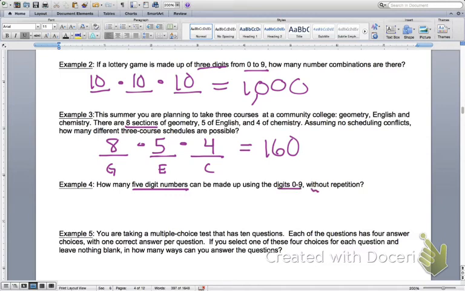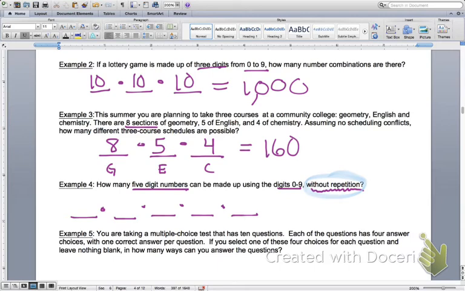The only condition here is we cannot repeat. So we still have the 5. It's similar to number 2, but instead of 3, it's 5. And the only other condition is that we cannot repeat numbers. So you cannot have 2 1s in this combination, or 2 7s, or 3 7s, or whatever.